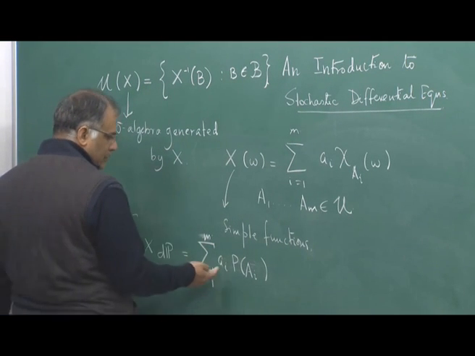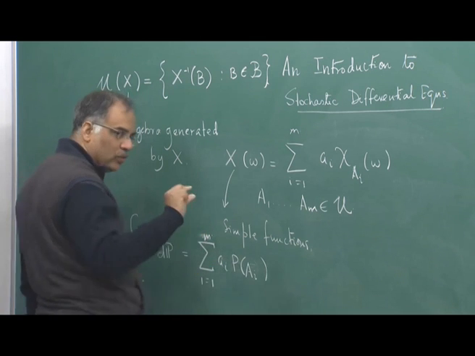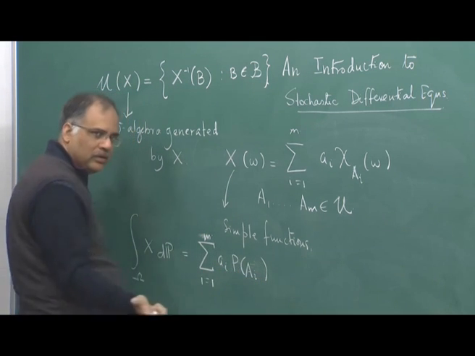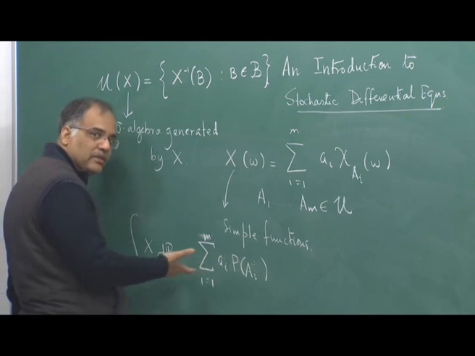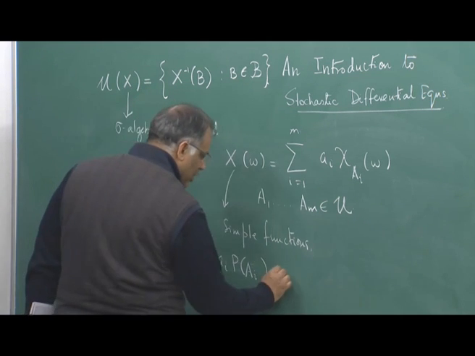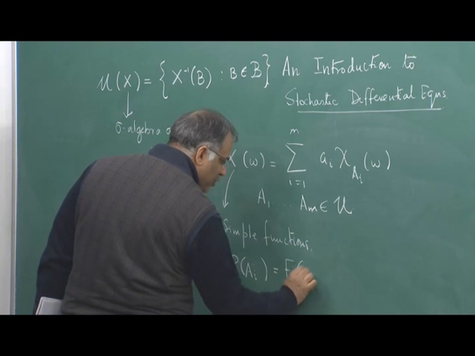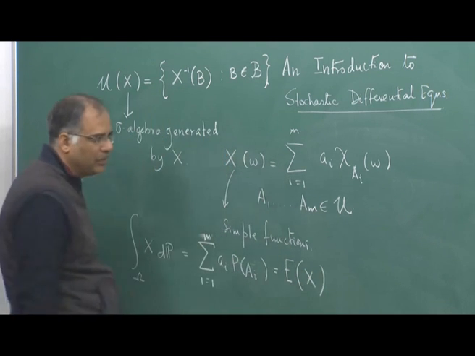So, this is nothing but the value taken over those parts, the product and the probability. This is nothing but an expectation. So, this is essentially the expectation of x, or the average of the random variable x.